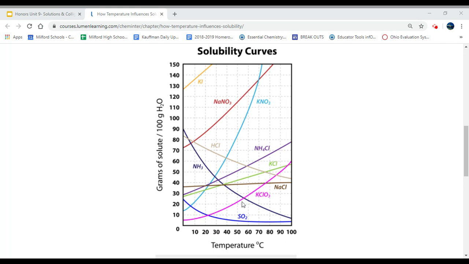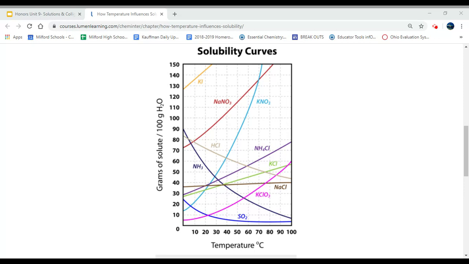So for example, let's just focus on KNO3, this big light blue line here, potassium nitrate. So at 60 degrees Celsius, we're going to go up this line, and it meets the blue line at approximately 106 grams, maybe 107 grams. That means that 107 grams of potassium nitrate can dissolve in 100 grams of water at 60 degrees Celsius. And this would be the point of saturation, and we're going to talk about that in a moment.